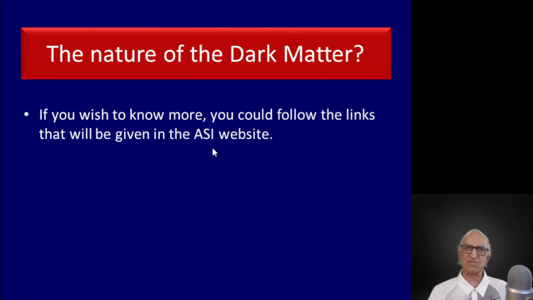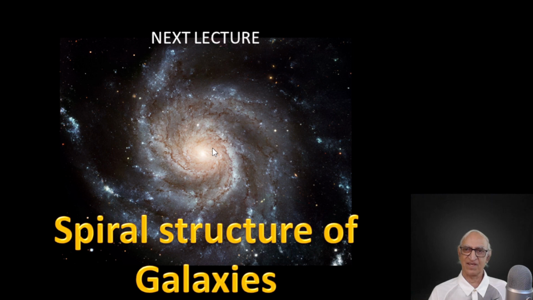So that is the summary of how we deduce the law of rotation of our galaxy and what it has led us to, namely that 90% of the mass of the universe is in the form of dark matter whose nature is totally mysterious. And in the next lecture, we shall discuss the spiral structure of galaxies, why these spiral structures arise and why they are stable.